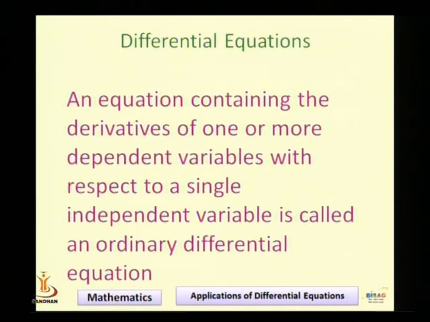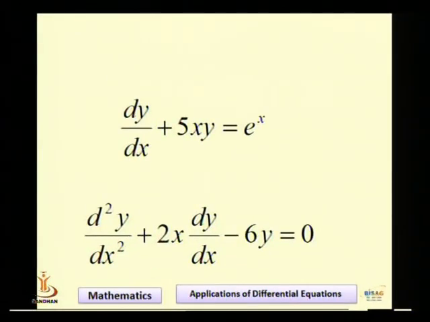As you know, differential equation is an equation containing derivatives of one or more dependent variables with respect to a single independent variable. This is usually called ordinary differential equation. Now, when you talk about the differential equation, you have to think of the order and degree of this differential equation.